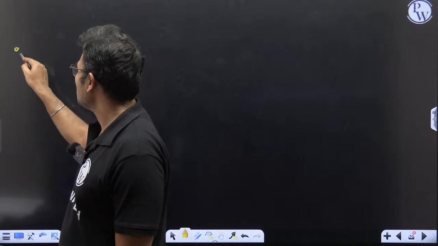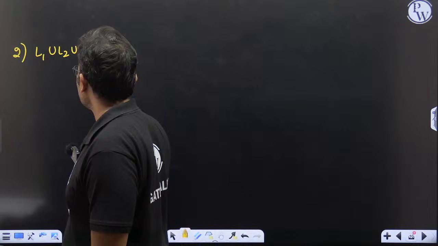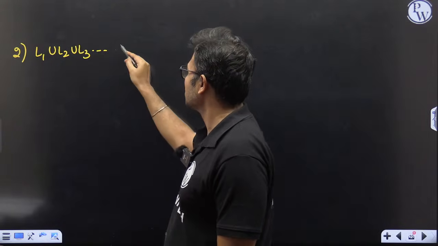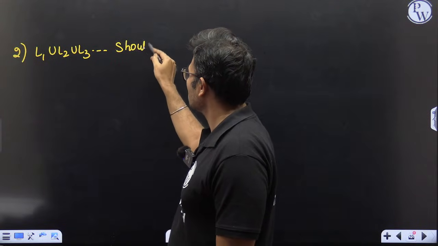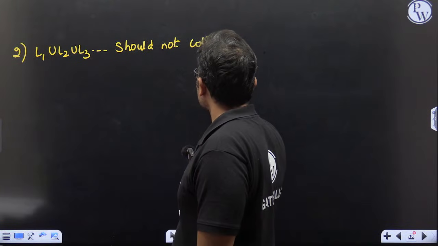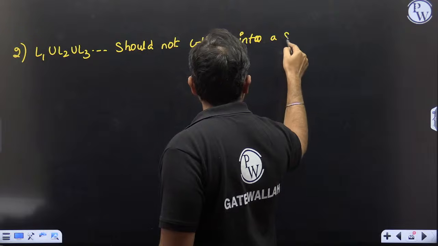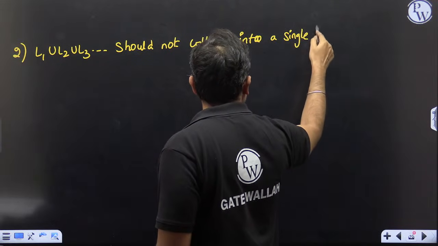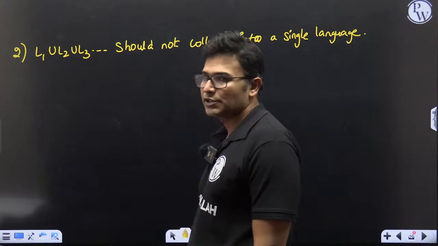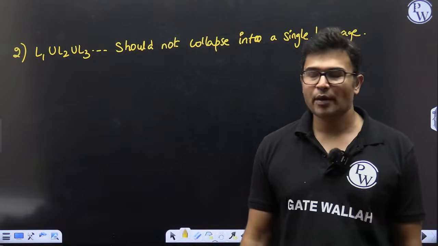And rule number two is this L1 union L2 union L3, however many languages there are, should not collapse into a single language. If they collapse into a single language, then the language is unambiguous.